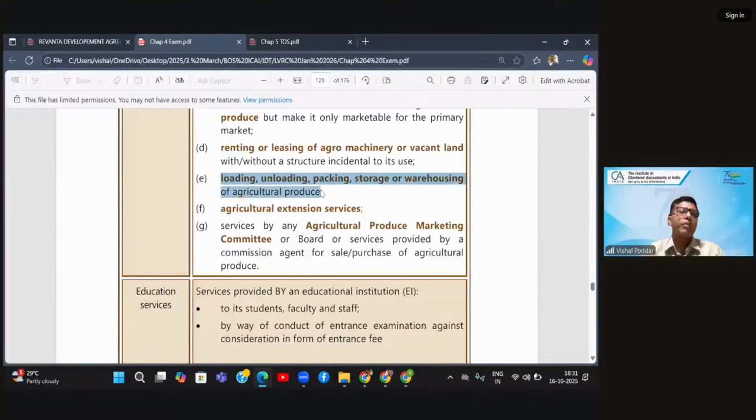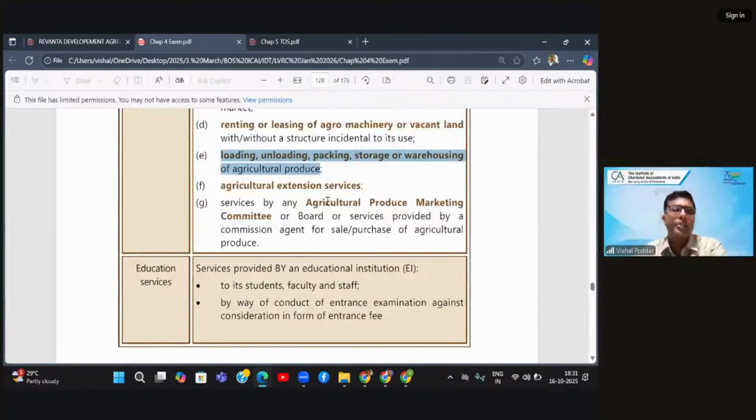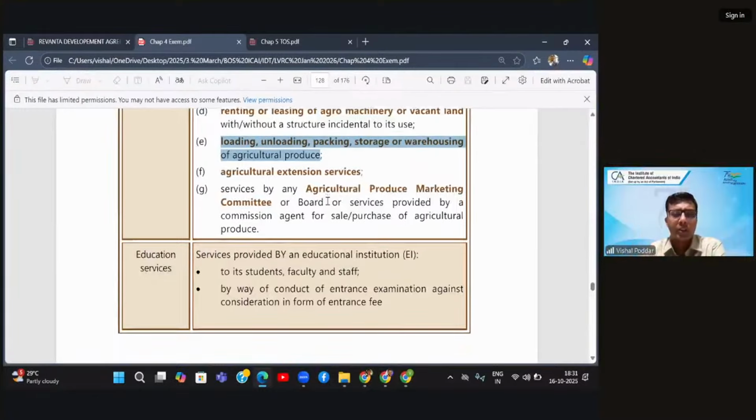Then against these allied activities of loading, unloading, packing, all these activities were covered above for rice. Here they are covered in general for any agricultural produce. So rice was covered. Here all other agricultural produces are covered. Next, agricultural extension services. So agricultural extension includes all those services which help in consolidating, augmenting the agricultural function.